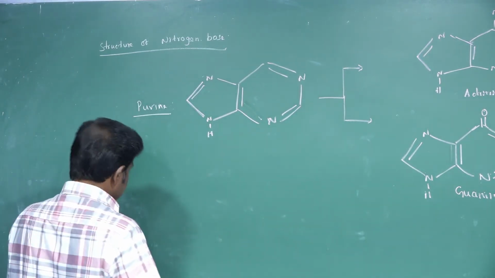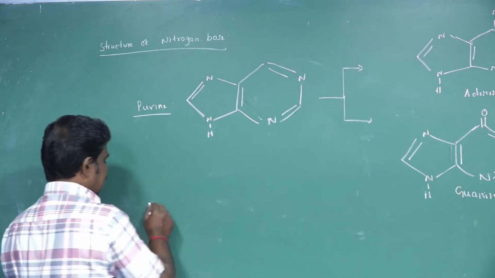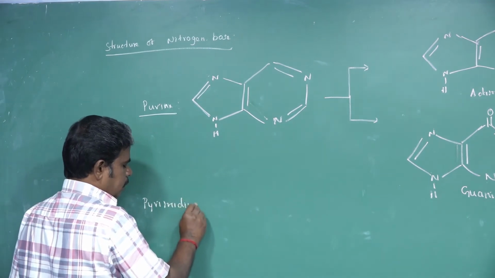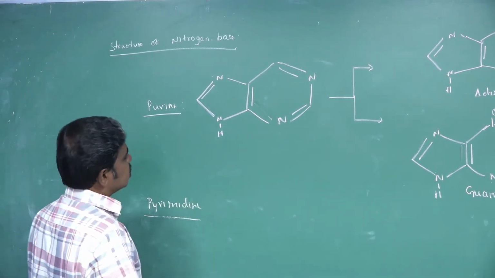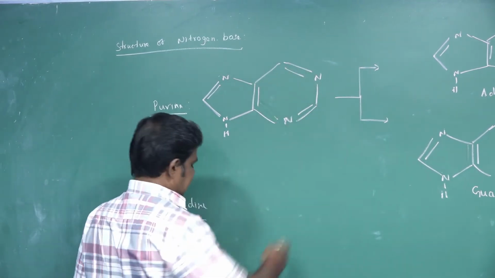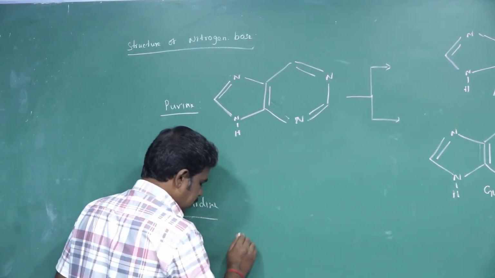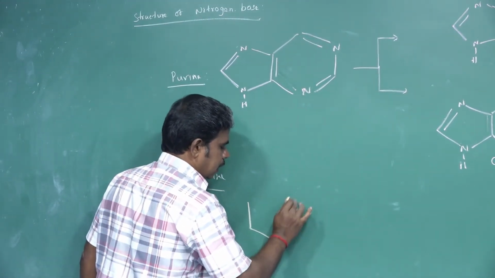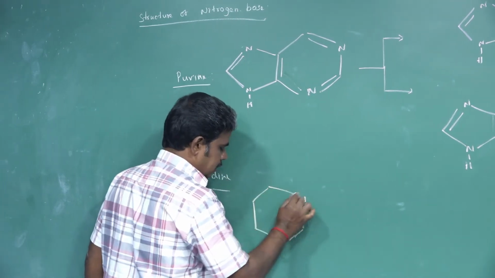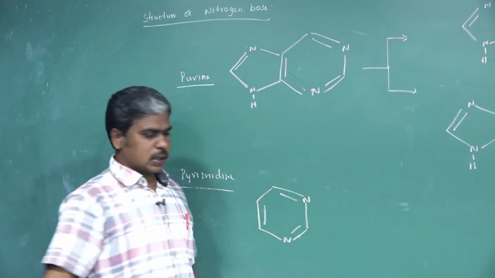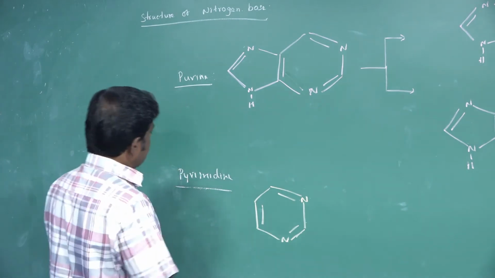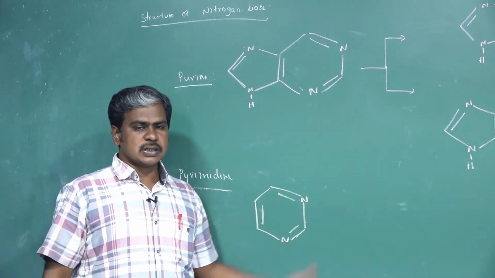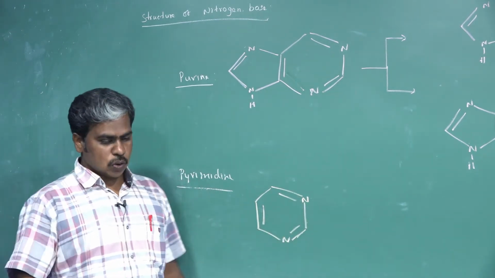Now we are taking the pyrimidine bases. The structure of pyrimidine is only this hexagon. Here is nitrogen, and here nitrogen, and here the bonds. In pyrimidine there are three types of bases: one is cytosine, and also thymine, and also uracil.